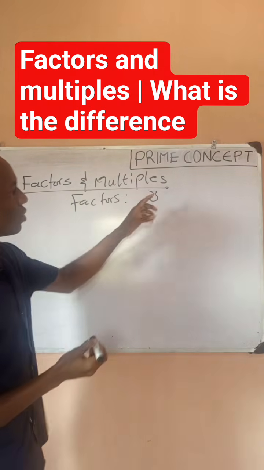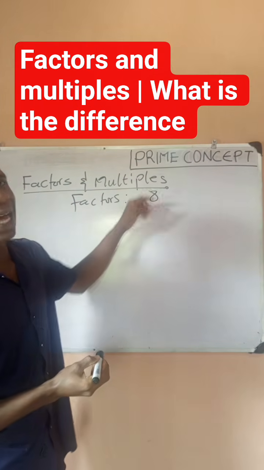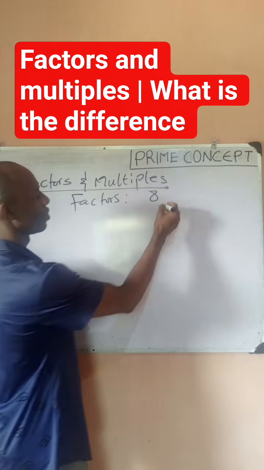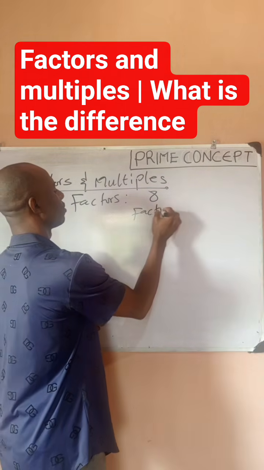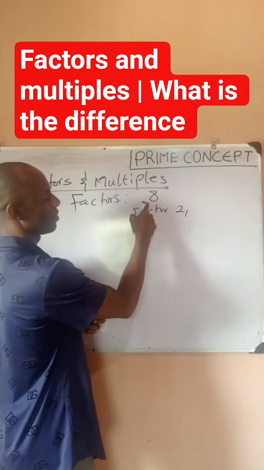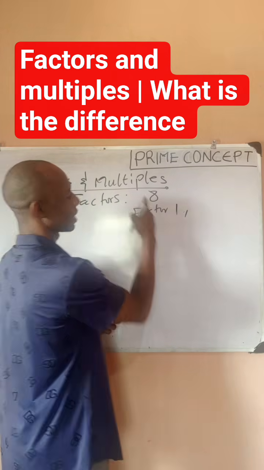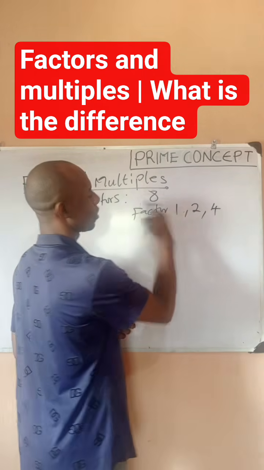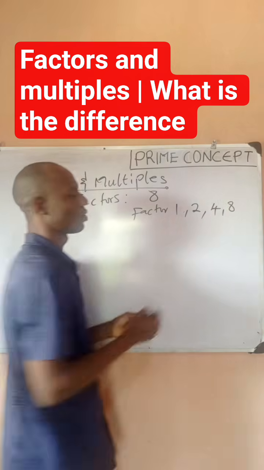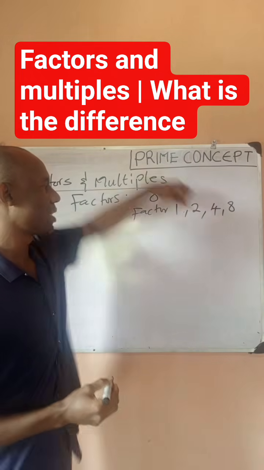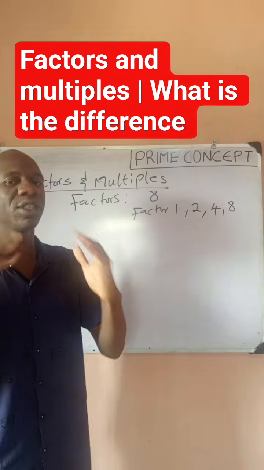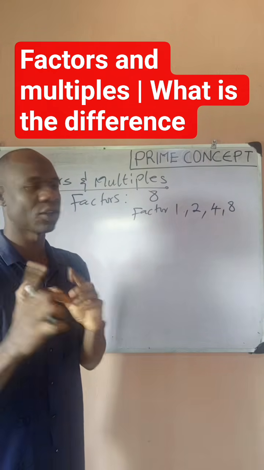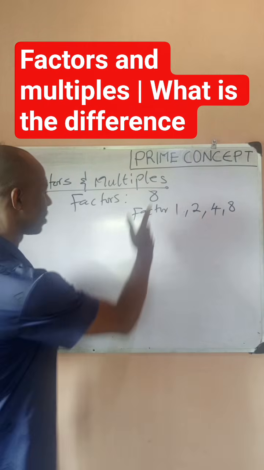say we have 8. Now you notice that the factors of 8 are those numbers that can divide 8 without yielding a remainder. Let's start with 1. 1 can divide 8, no remainder. 2 can divide 8, no remainder. 4 can divide 8, no remainder. 8 can also divide 8. So these are the factors, the numbers that can divide that number without yielding a remainder. Now, in my next video, I'll teach you a short way of finding factors, but I'm just explaining in this video. So these are factors.